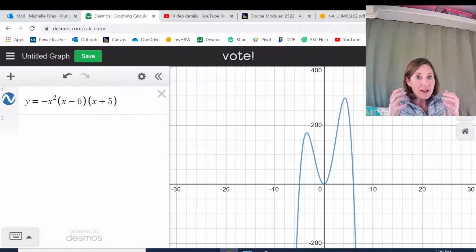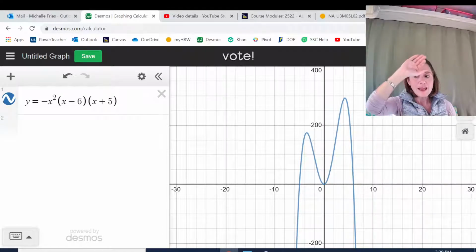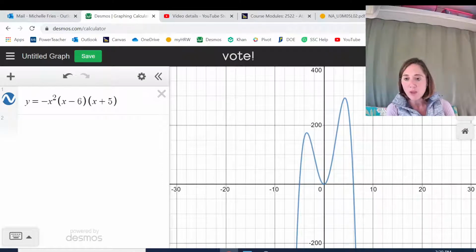But now we want to look at this stuff in the middle here. So the roots. The roots are the zeros. It's where it hits the x-axis. Now, sometimes it goes through the x-axis. Sometimes it bounces off of it. So we're going to talk about that in this problem.